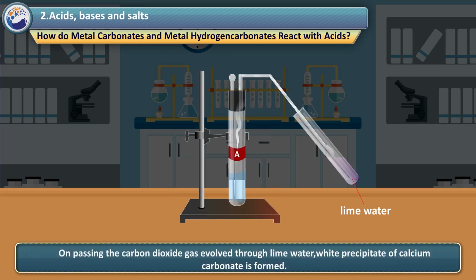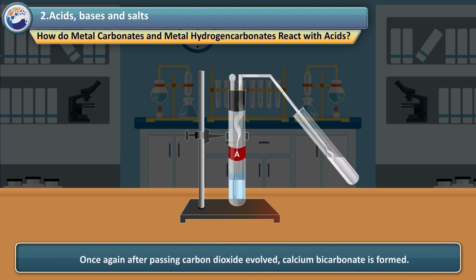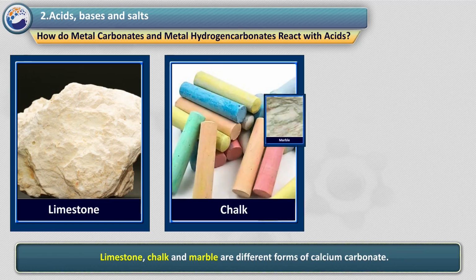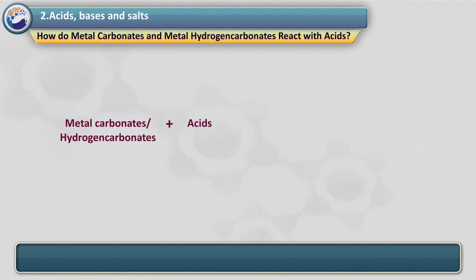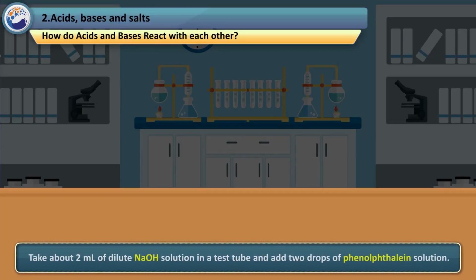On passing the carbon dioxide gas evolved through lime water, a white precipitate of calcium carbonate is formed. Once again, after passing more carbon dioxide, calcium bicarbonate is formed. Limestone, chalk and marble are different forms of calcium carbonate. All metal carbonates and hydrogen carbonates react with acids to give a corresponding salt, carbon dioxide and water. How do acids and bases react with each other?